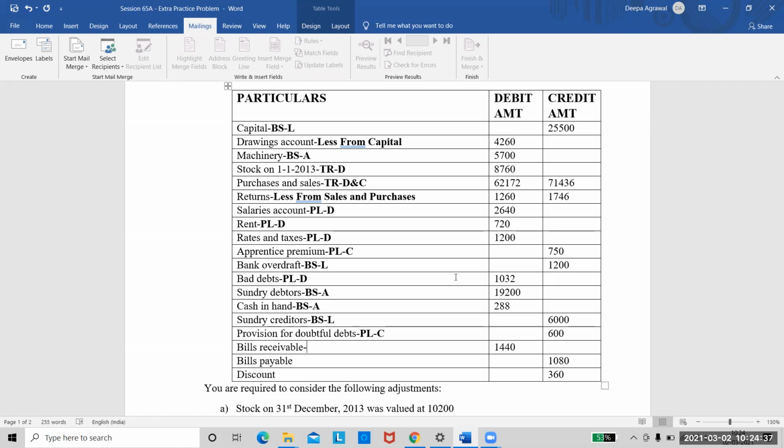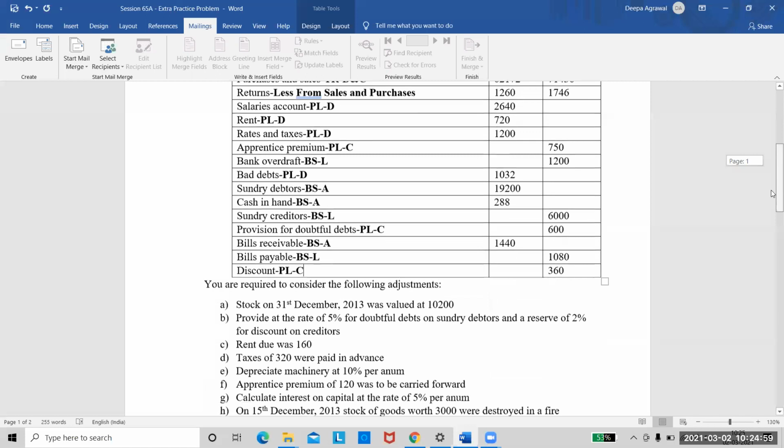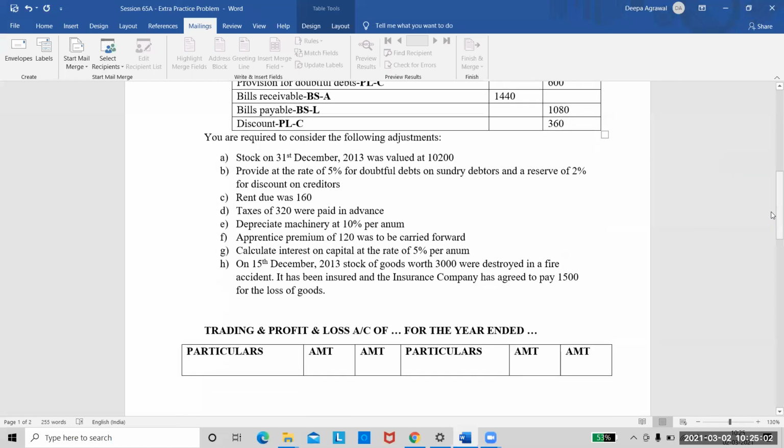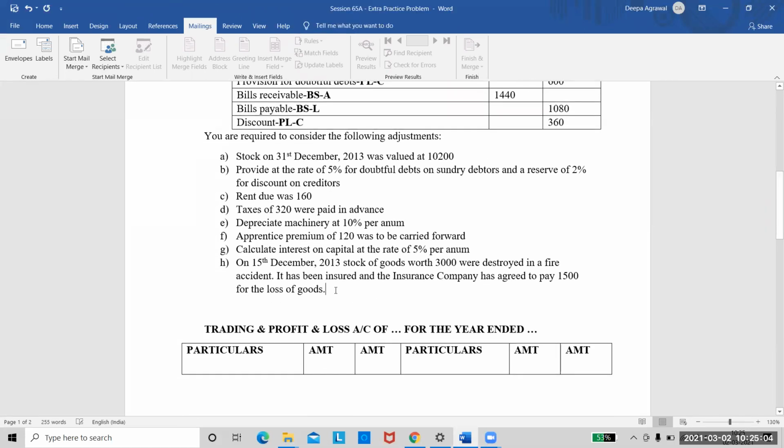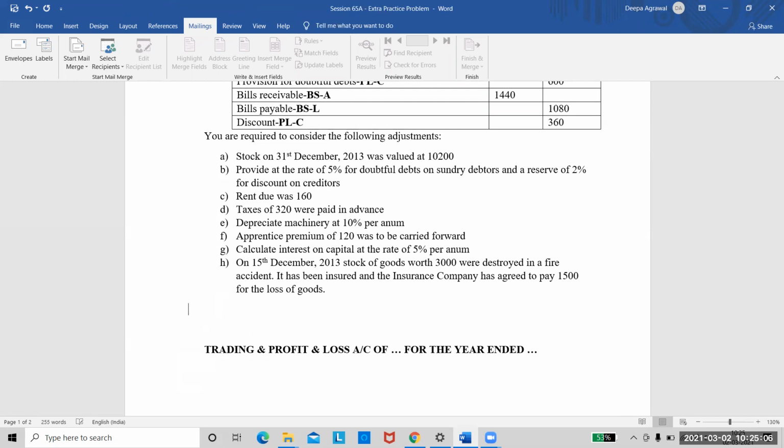Next one, bills receivable. Balance sheet asset. Bills payable is balance sheet liability. Discount. Which discount is this? It is received, so it will go to P&L. It's given on the credit side of the trial balance, so it will go to the credit side. Now let us write the adjustments. We have lots of adjustments, and each of the adjustments is very, very important.